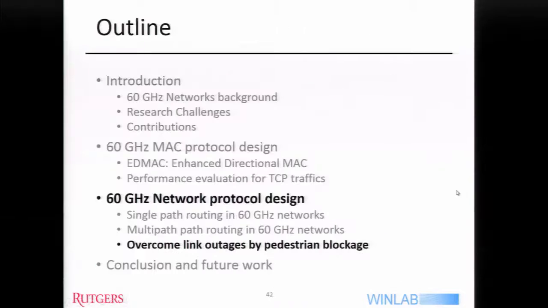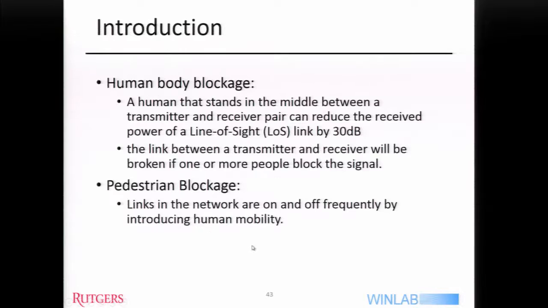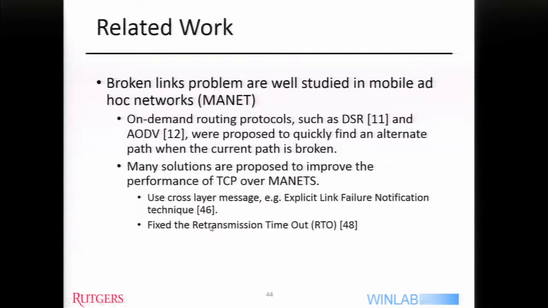Probably I can, this is about the link outage. I will introduce it in the next chapter. Like I have mentioned, in 6 gigahertz the line-of-sight link is easy to be blocked by pedestrians. So the links in the network will be on and off frequently if we have human mobility, not node mobility.